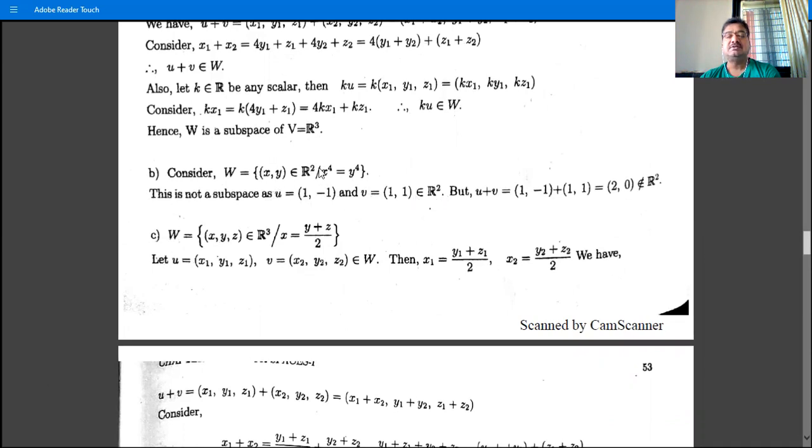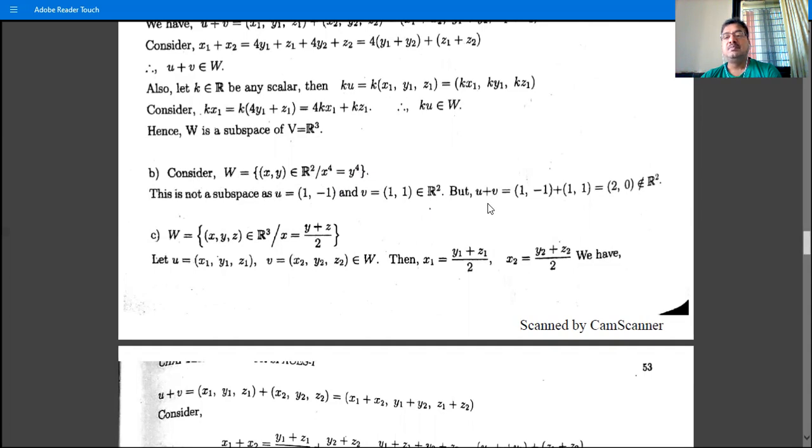This example is similar to the example W equal to {(x, y) belongs to R square such that x square minus y square is equal to 0}. This is x raised to 4 minus y raised to 4 is equal to 0. This is not closed for addition, because if we take u as (1, -1), this is an element of this W because 1 raised to 4 and (-1) raised to 4 are both the same. And similarly, v as (1, 1) is an element of this W because 1 raised to 4 and 1 raised to 4 are both the same. So these are elements of W, right?